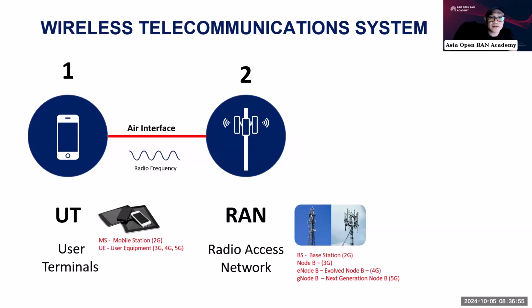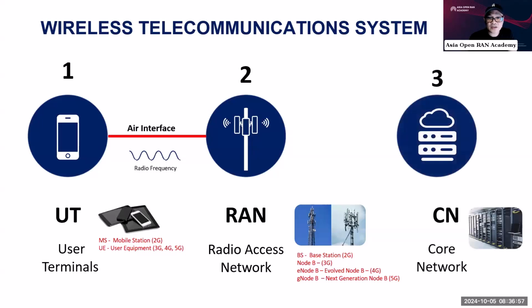Okay. Now the RAN is connected to the core network. The core network is responsible for managing the overall operation of the network, including routing traffic between different networks and providing advanced services such as voice calling, messaging, or data services.